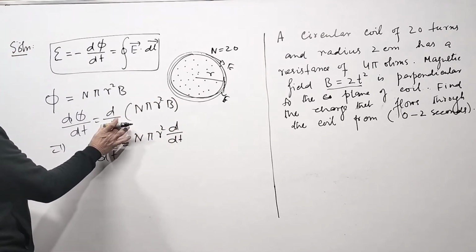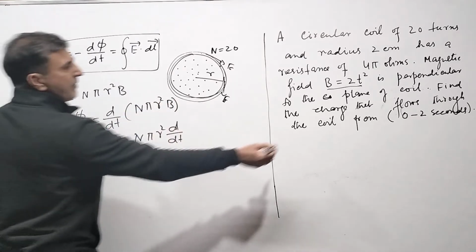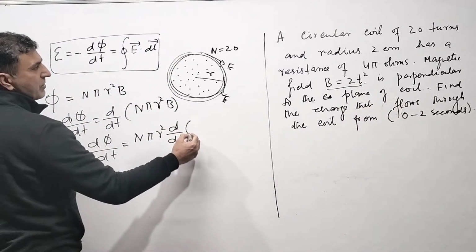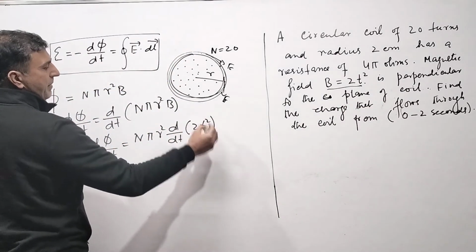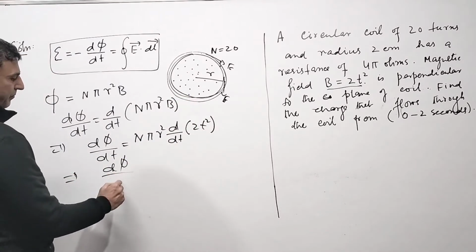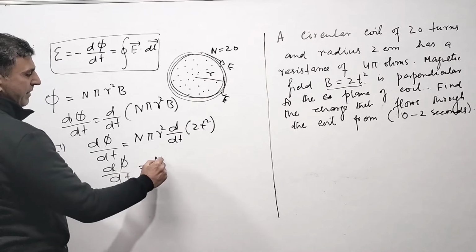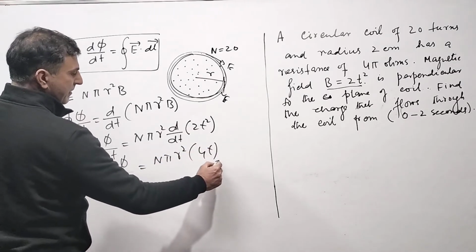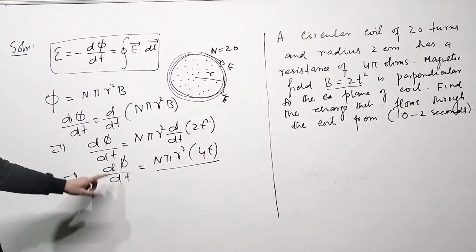Magnetic field will be differentiated, why? Because magnetic field is a function of time. Others are constant, they will come out. So it is d by dt of t square, right? So d phi by dt is equal to N times pi r square, it is 2t. That is the d phi by dt.